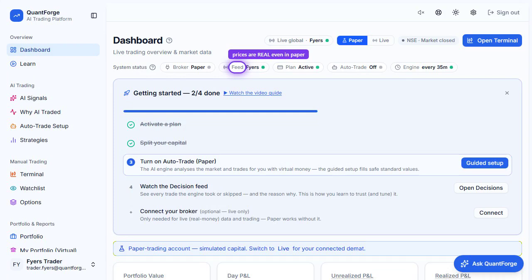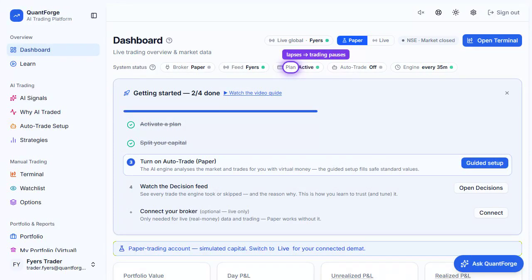Plan says active. That is my subscription? Yes, and it is not decoration. If the plan lapses, trading is paused until you renew, so this chip is worth a glance every day. It also turns amber when your plan is close to expiry.